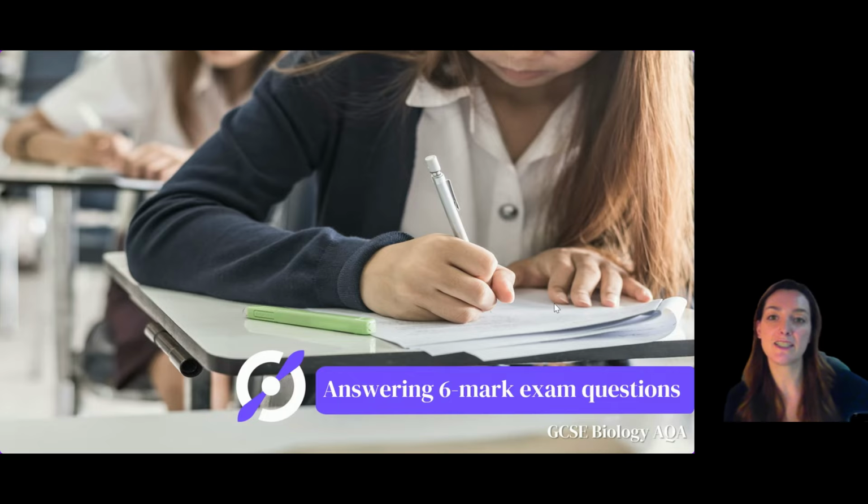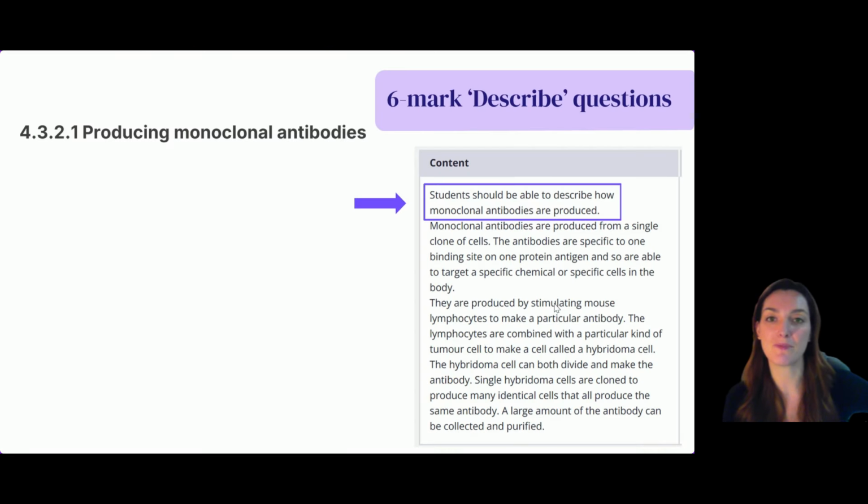Hi, I'm Sarah, and today I'm going to be taking you through how to answer a 6-mark exam question for GCSE biology with AQA. For the particular question that we're going to look at, we need to be aware of the specification points for 4.3.2.1 and 4.3.2.2.